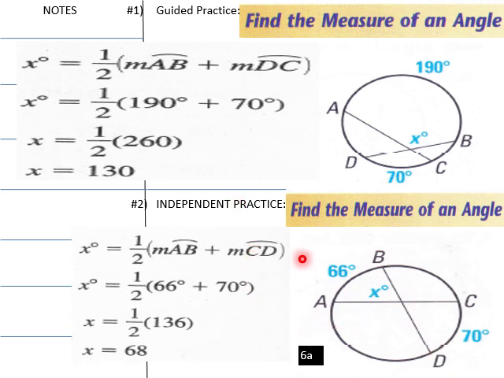I do pop it up. It's your lucky day. So 66 and 70 is 136. So the measure of x degrees here is 68 degrees. And this would be 68 here too, because we know that vertical angles equal each other, right?